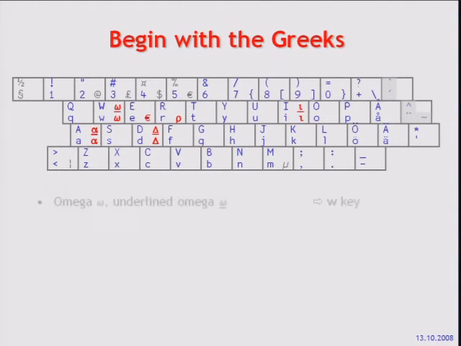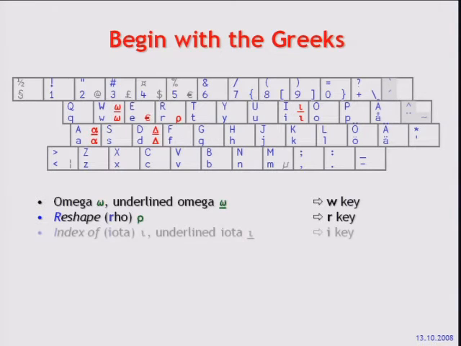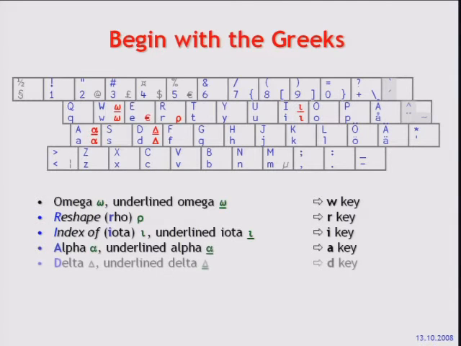So the process started by beginning with the Greek characters. Omega was easy, Rho was easy, Alpha was easy, and Iota was easy. And then I've always thought that Delta is a capital Greek character. And the other rule, going with the same design, was that underlined characters should be on the same key behind the shift. Looks nice.